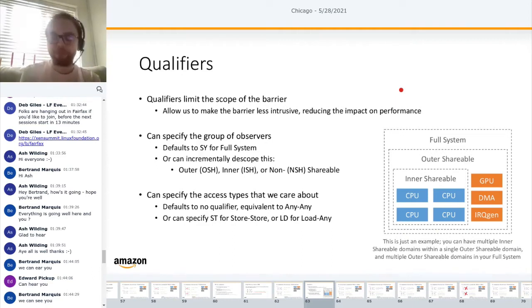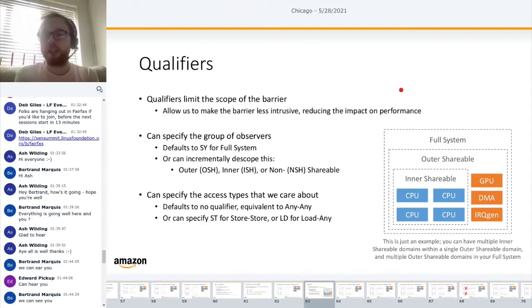There are two things we can do here. One of them is specify the group of observers to which the barrier applies. This is a little bit of a tricky concept, and I could talk for a long time about it, so we've not got much time today, but I've got a little example of it on the right-hand side of the slide, and you can see the shareability domains there. Now, again, just to stress, this is an example. Okay, you don't have to have one inner shareable domain, one outer shareable, and one full system. You could have multiple inner shareables in your outer shareable, and you can have multiple outer shareables in your full system. But typically what we say is that a single inner shareable domain is usually a group of CPUs.